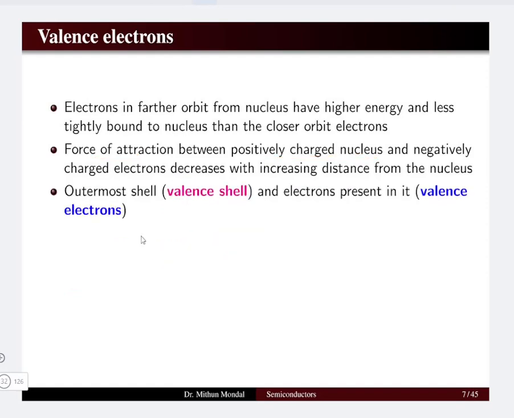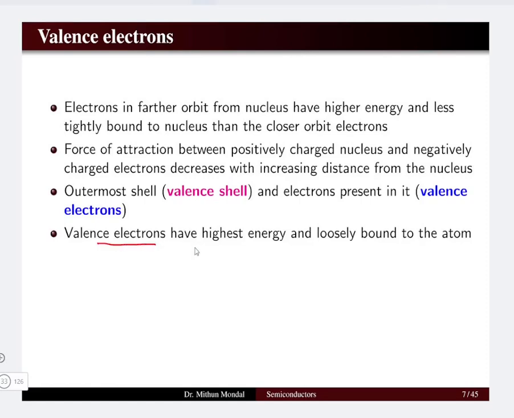So the outermost shell of any particular atom is known as the valence shell. The shell present at the outermost region is known as the valence shell, and all the electrons present in the outermost shell are known as the valence electrons. Now valence electrons have the highest energy because they are present in the outermost orbit, and they will be loosely bound to the atom. The reason is that both have different charges. So the electron has a negative charge and the nucleus has a positive charge.